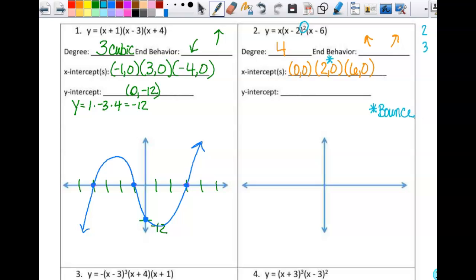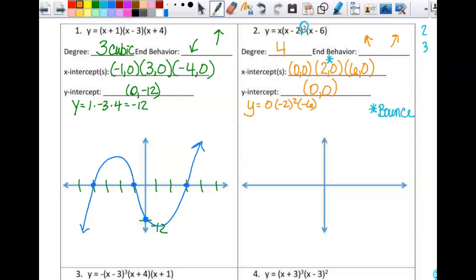Okay. Then I need to find my y-intercept. So y is when x is 0. So this is 0 times negative 2 squared times negative 6. What's that? 0. Did I even need to write all that stuff down? No. Once you see that this is 0, this one has to be 0. So don't try and go do work when you don't need to.